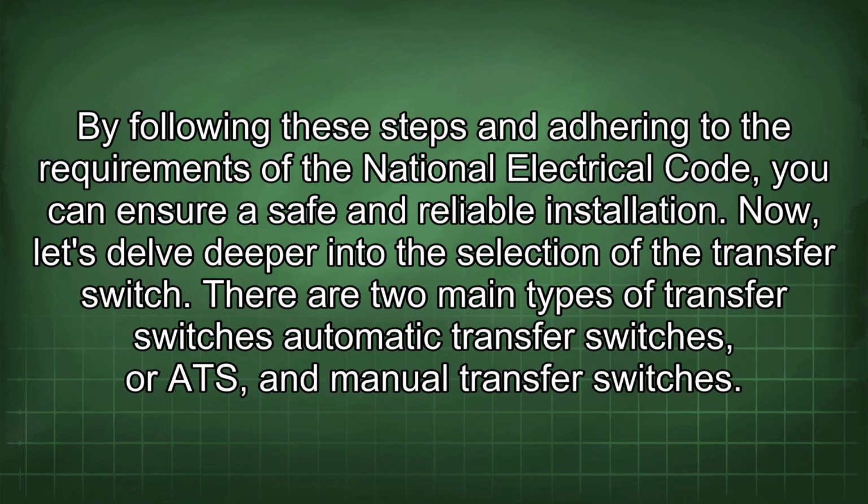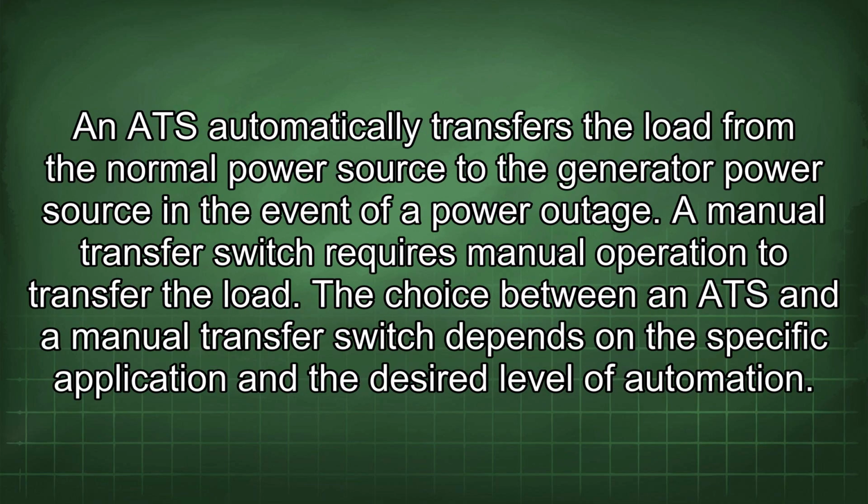Now let's delve deeper into the selection of the transfer switch. There are two main types of transfer switches: automatic transfer switches, or ATS, and manual transfer switches. An ATS automatically transfers the load from the normal power source to the generator power source in the event of a power outage. A manual transfer switch requires manual operation to transfer the load.